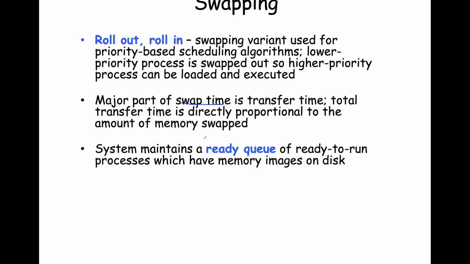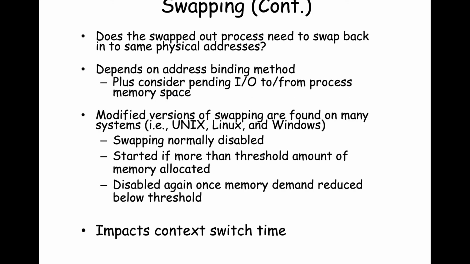And so the system is going to maintain, as we said, the ready queue of the ready-to-run processes that have memory images on disk, right? That's the medium-term scheduler. This ready queue is not those that are in memory, but those stored in the backing store. So we have the usual ready queue for processes that are ready to run, and then a ready queue for on-disk memory images that are loaded into memory.